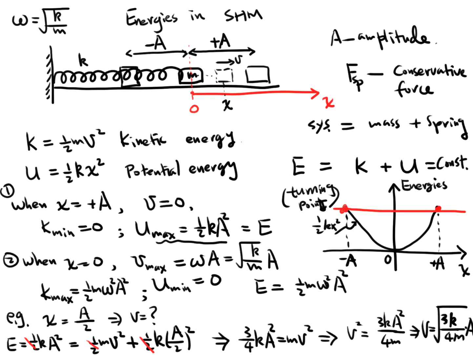Now the difference between this total energy and the potential energy U here is the kinetic energy. So if I pick a certain location, let's say here, then this length, this difference between E and U, is K. This length is K. So that's the so-called energy diagram.